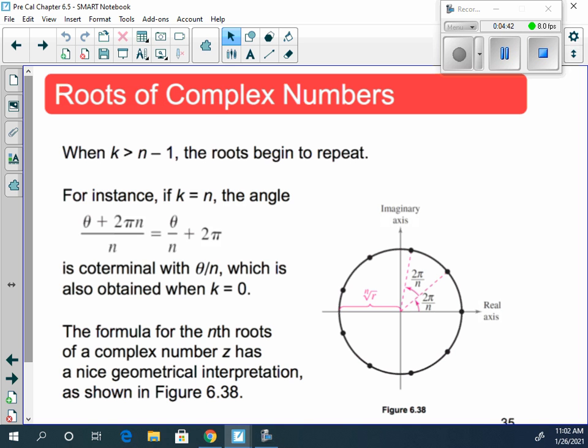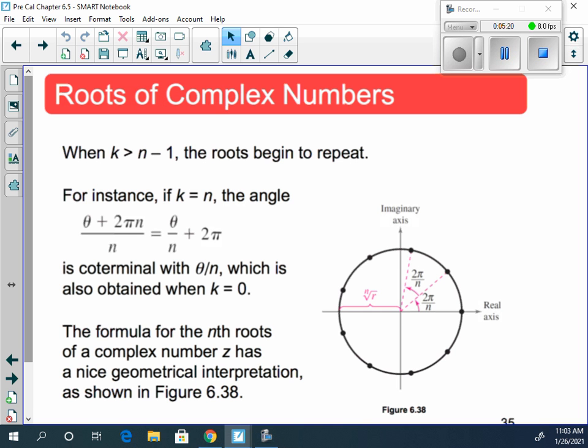Now, where k is greater than n minus 1, the roots begin to repeat. That's why we stop. Because if we go higher than that, the roots are just going to be the same. They're going around a circle. But we're talking about the complex plane. Well, that's the main thing we talked about in a complex plane, a circle. So when k is greater than n minus 1, we're going past 360, or we're getting, not past 360, let me take that back. We are going to repeat the values. We're going to get the same values repeated.